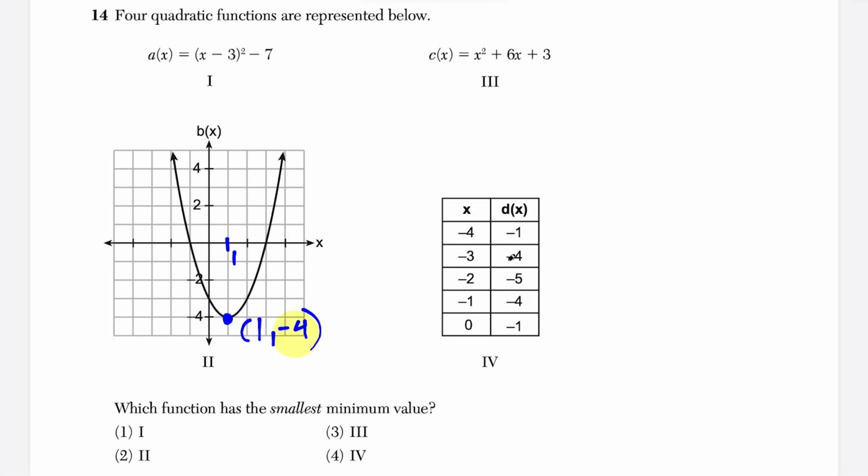So now I look to something like Roman numeral 4. When I have a table, all I have to look for is the vertex, or we could see here the turning point where the values start to repeat.